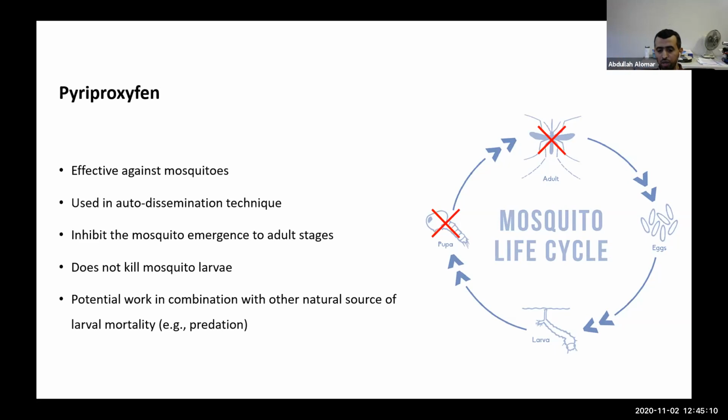This unique mechanism of action of pyriproxyfen, which inhibits mosquito emergence to the adult stage and doesn't target the larval stage, enables pyriproxyfen to take advantage of other sources of larval mortality in nature, like predation, to limit the mosquito population size.